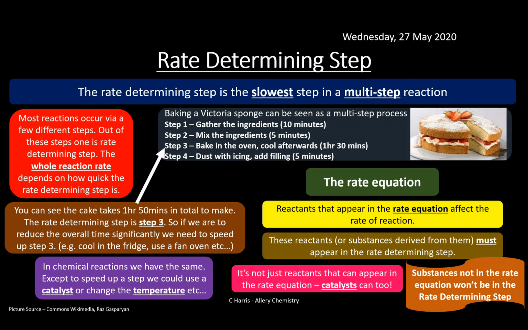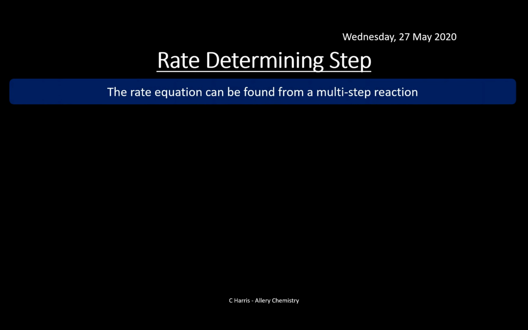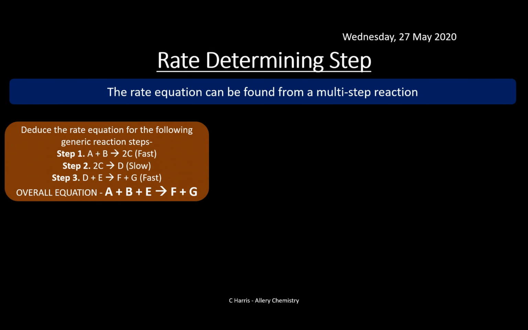Right, so let's look at some specific examples here. Obviously, we've looked at baking a cake. We're going to have to bring it back to chemistry, unfortunately. But just have that analogy in your mind when you're looking at these examples here. Okay, so the rate equation can be found from a multi-step reaction. So we're going to look at this multi-step reaction here. We're going to deduce the rate equation for the following generic reaction steps.